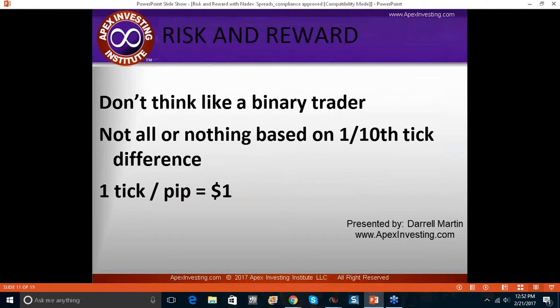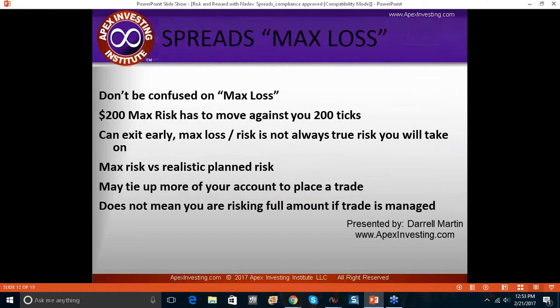So that's the first thing you've got to do: don't think like a binary trader. At expiration, it's not all or nothing like a binary. With spreads, 1 pip, 1 tick is $1. So don't be confused by the number that's listed there in the max loss section. Let's say your max loss is 200 bucks. What does that mean? That means the market has to move against you 200 ticks. What is the reality of that? Could it happen? Sure, if there were a flash crash.